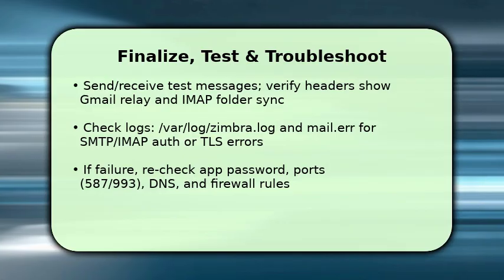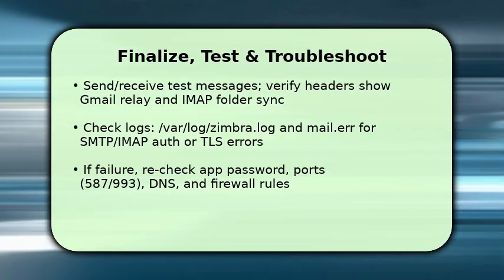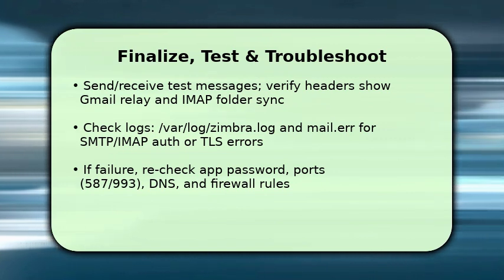imap.gmail.com and smtp.gmail.com. If something breaks, first recheck the Gmail app password and make sure ports 587 and 993 are allowed through firewalls and correct in configs. If persistent, revert changes, reapply credentials, and restart services.